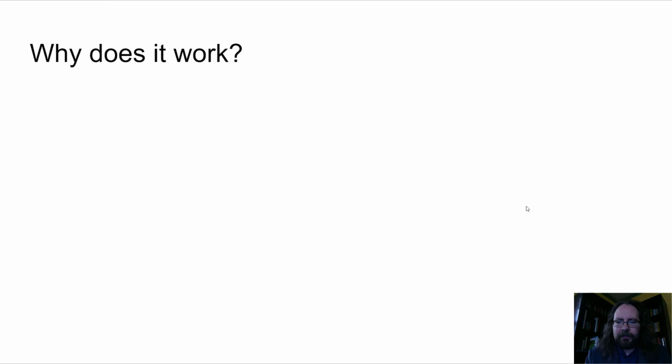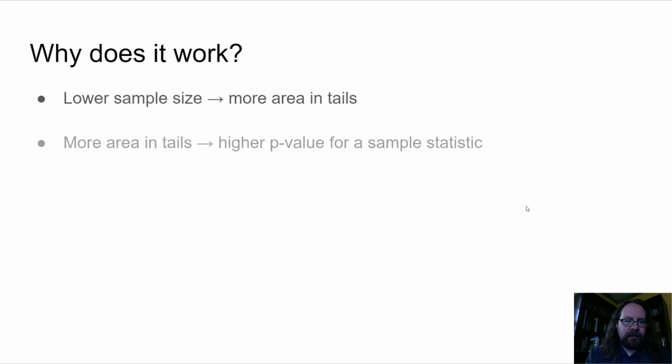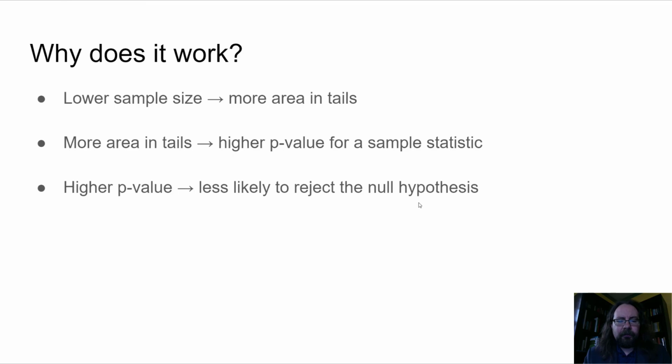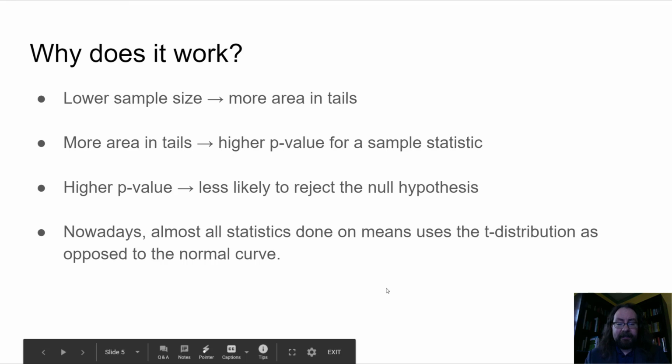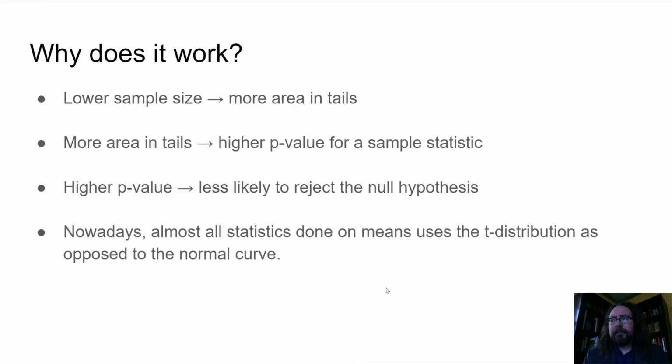So why does the t-distribution do what we need it to do? Well, it's basically this simple. When we have a lower sample size, the t-distribution, as you saw, will have more area in its tails. More area in its tails means that the t-distribution will give us a higher p-value for our sample statistic, because remember, the p-value is the area that's in the tails of the curve. And a higher p-value makes us less likely to reject the null hypothesis, and that means we're less likely to get a false positive.